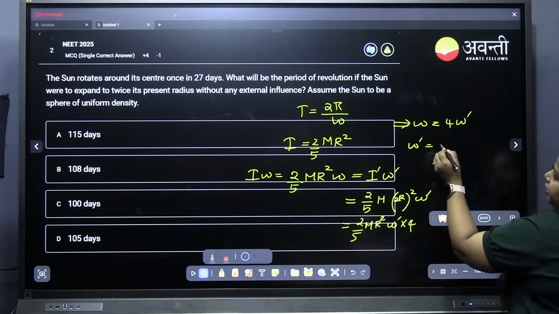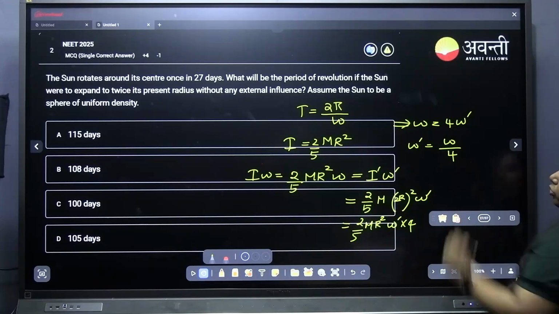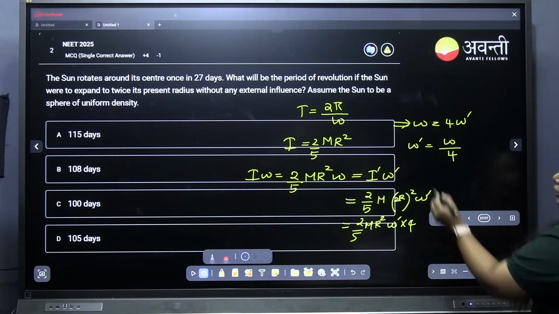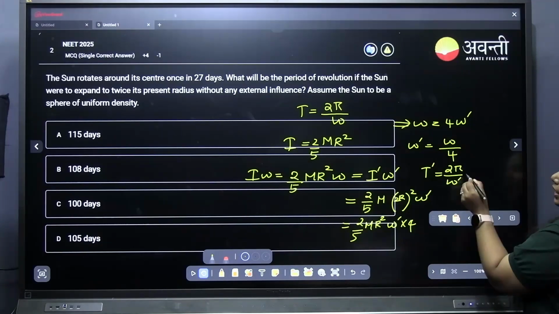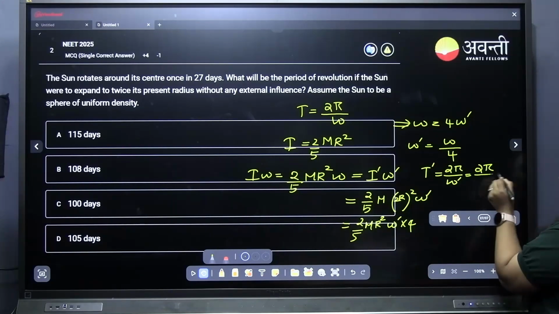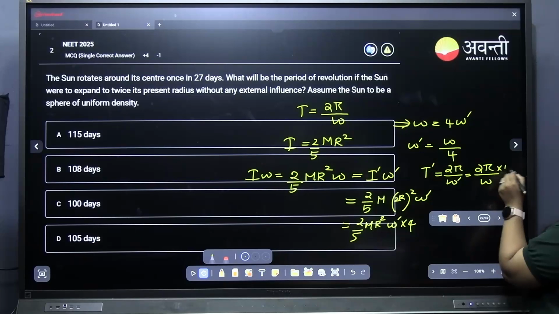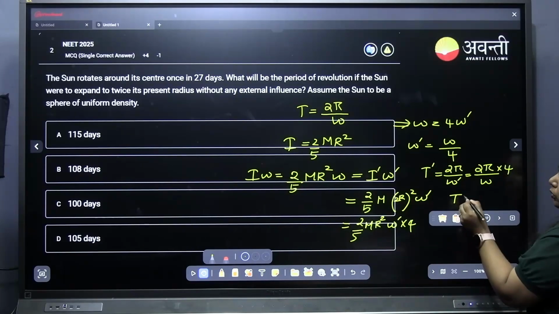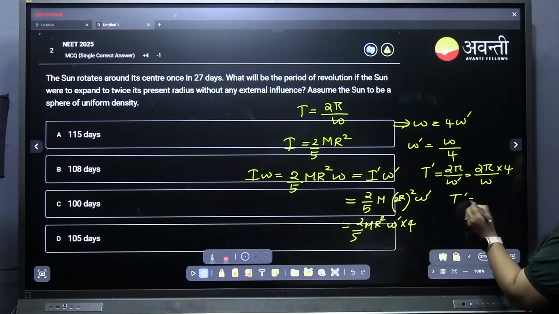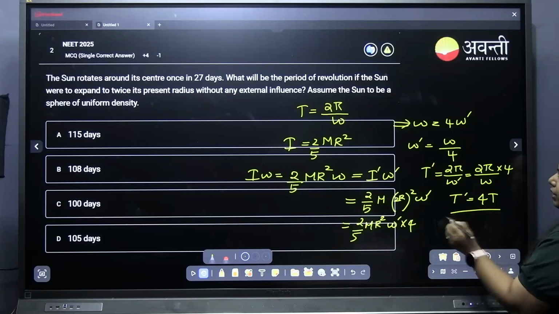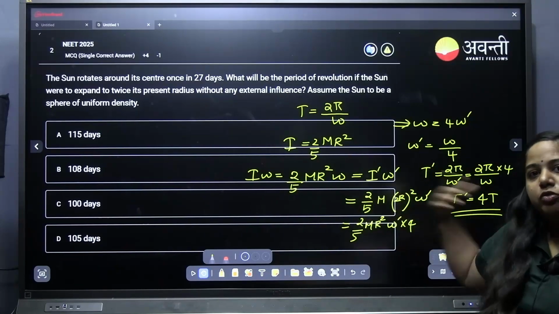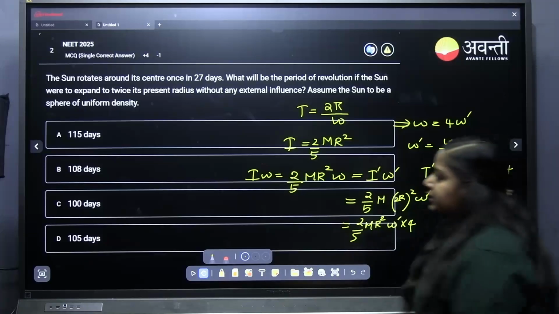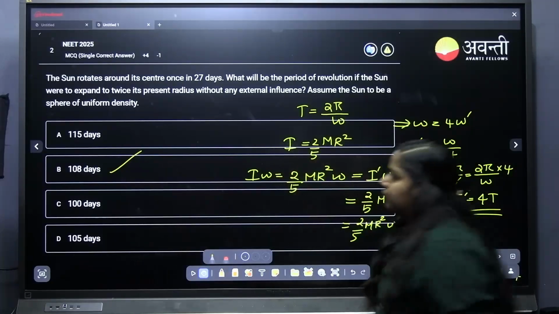or omega dash equal to omega by 4, which means new time period T dash will be 2 pi by omega dash. This will be 2 pi divided by omega by 4. So new time period will be 4 times the old time period. Old time period is 27 days, into 4 you will get 108 days. This will be the answer.